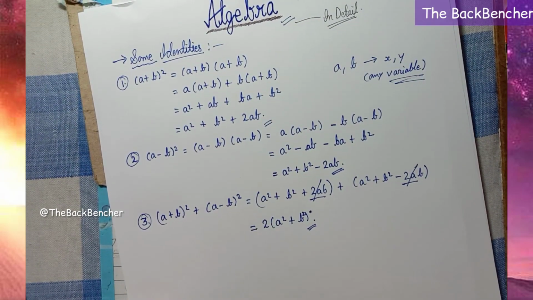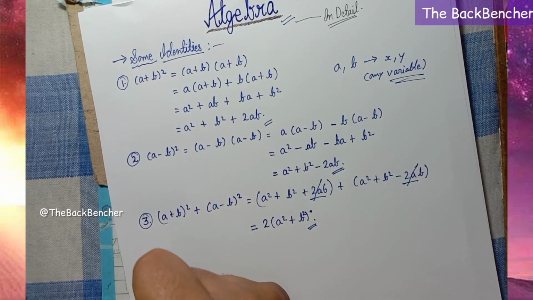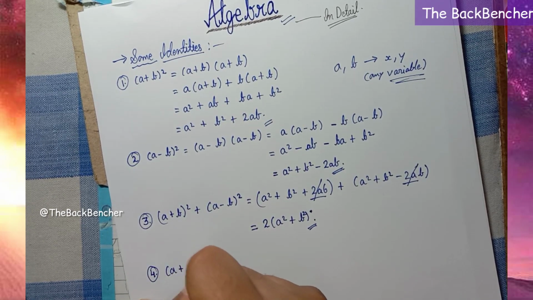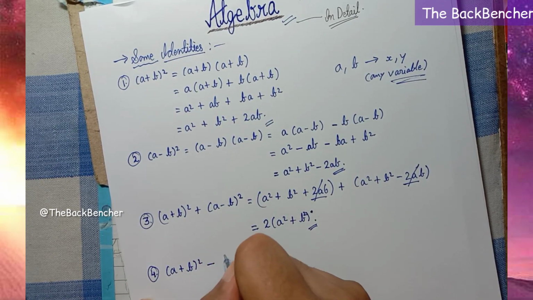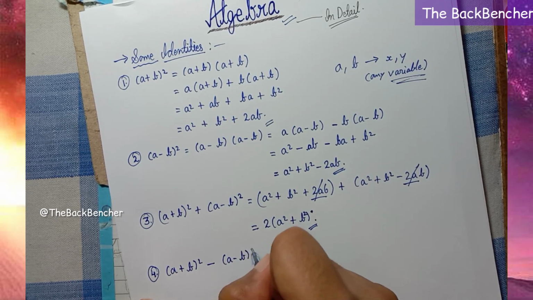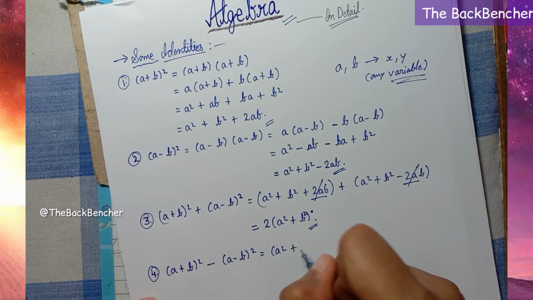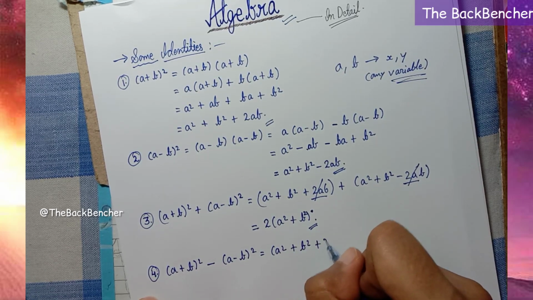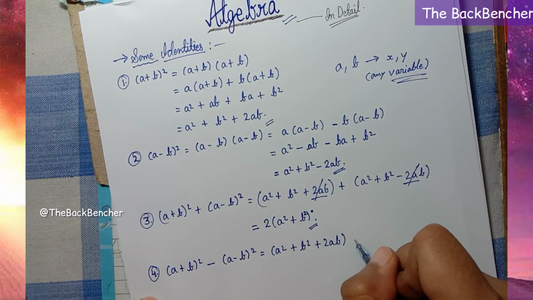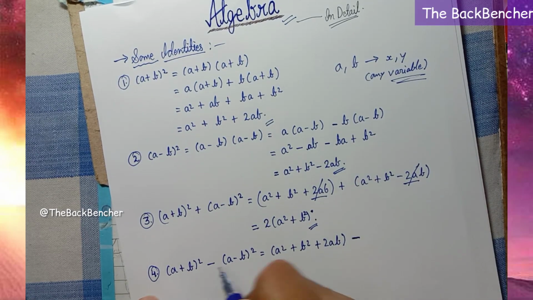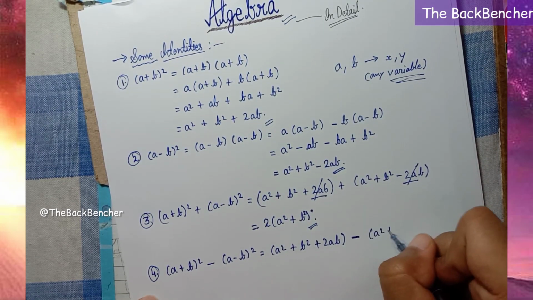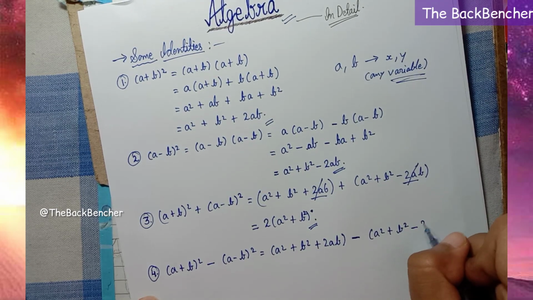This was the addition of the first and second equations. Now moving on to the fourth identity, where we will subtract the second from the first: a plus b whole square minus a minus b whole square. We will write the same results as we got above, a square plus b square plus 2ab and a square plus b square minus 2ab.